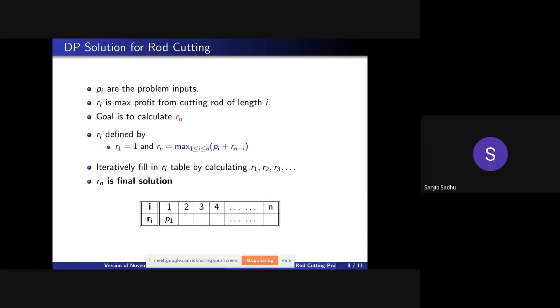Here Ri is the maximum profit. First you compute, Pi is the problem input, then Ri is the maximum profit from cutting a rod of length i. Then the goal is to calculate Rn. So Ri is defined by this, that you know. Iteratively fill in the Ri table by calculating R1, R2, R3 in this way, and Rn is the final solution. This one is the final solution.